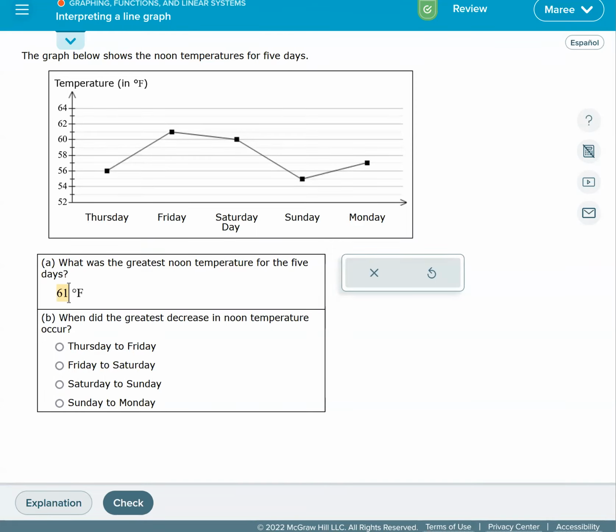And then when they ask for the greatest decrease, they're looking for a decrease in temperature and the one that was the steepest. So we're looking kind of for a steep negative slope. This one is steeper than this one. So it's between Saturday and Sunday. So we will plug in that third one right there. That is the greatest decrease.